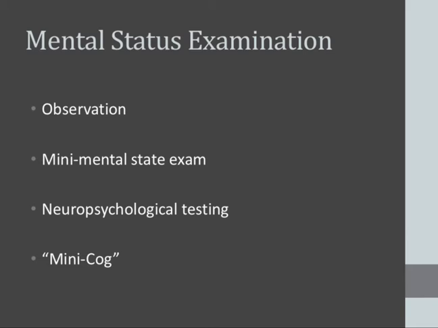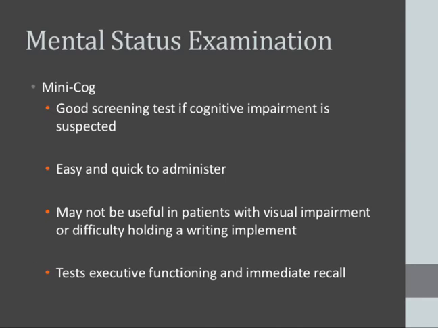We also have a rapid screening tool called the Mini-Cog, and we'll talk about that next. The Mini-Cog is a really good screening tool if cognitive impairment is suspected or if a patient comes in with complaints of memory loss. It's really easy and quick to administer, but it may not be useful in patients who have visual impairment or difficulty holding a writing instrument, a pen or a pencil, because half of the test consists of a clock drawing test.